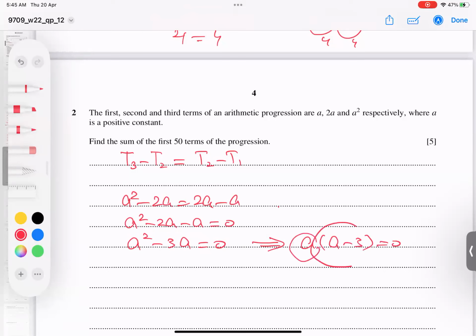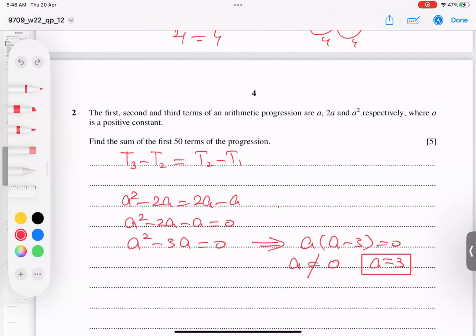Whenever the product of two parts equals 0, you say either the first part equals 0 or the second part equals 0. So a is equal to 0, which is not possible, and a minus 3 equals 0. So 3 goes there. It means a becomes equal to 3. And this is my answer. You can ask me why not this, sir? Because it is a positive constant. And make sure 0 is not positive, not negative. So we have to leave it. I hope you got the idea very well.